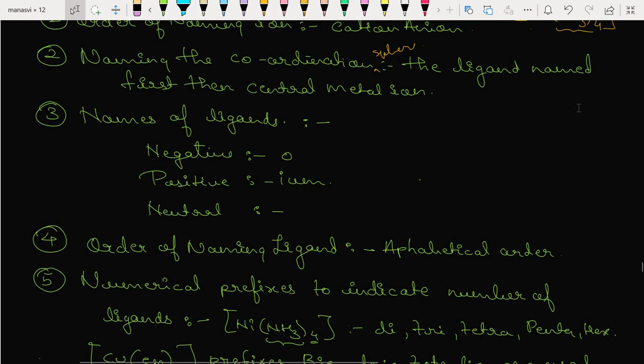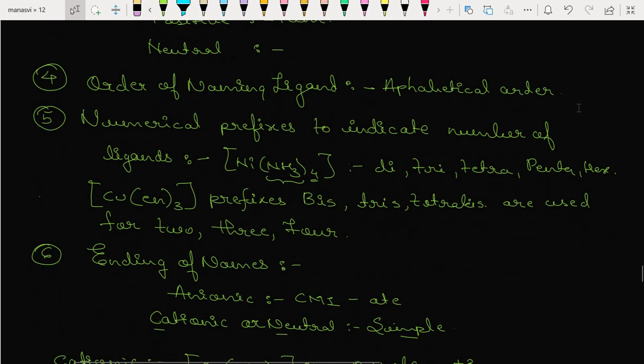Fourth one, order of naming ligands. Once we have identified whether our ligand is negative, positive, or neutral, how do we write if more than one ligand is present in the coordination sphere? Then write the names of the ligands in alphabetical order. Fifth one would be numerical prefixes to indicate the number of ligands. For example, taking the same example, Ni(NH3)4. NH3 is a neutral ligand. The name of the ligand is amine. That comes into the category of a neutral ligand.